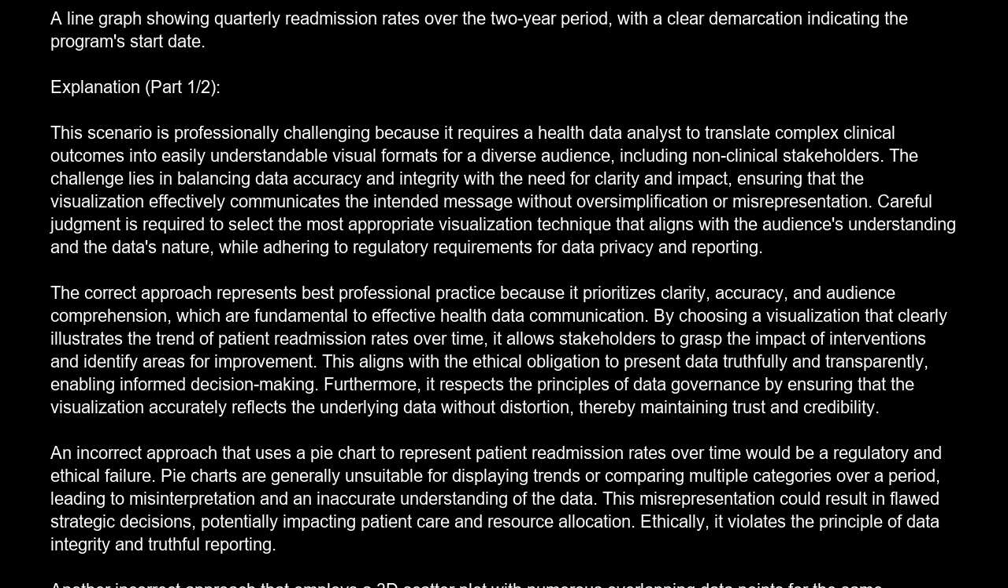An incorrect approach that uses a pie chart to represent patient readmission rates over time would be a regulatory and ethical failure. Pie charts are generally unsuitable for displaying trends or comparing multiple categories over a period, leading to misinterpretation and an inaccurate understanding of the data. This misrepresentation could result in flawed strategic decisions, potentially impacting patient care and resource allocation. Ethically, it violates the principle of data integrity and truthful reporting.